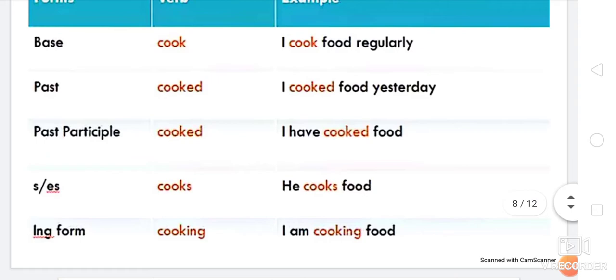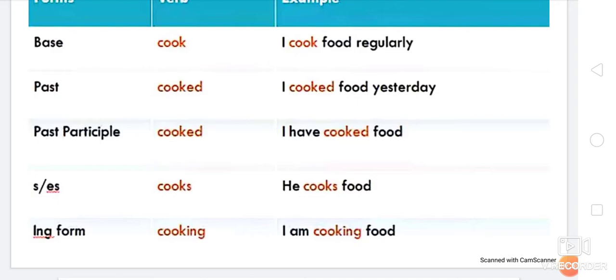Now, the form with s or es. What is this form of the verb? This is the present form of the verb, isn't it? So here I am saying that he cooks food. We are showing an action, telling about that third person, that he cooks food.